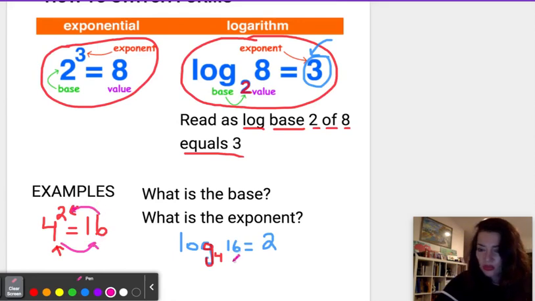If I want to switch forms, I'm going to start with the base again. What is the base? 4. 4 squared is 16. Now, of course, if you are given all numbers, you can check your work, and it does make sense that 4 squared is 16.